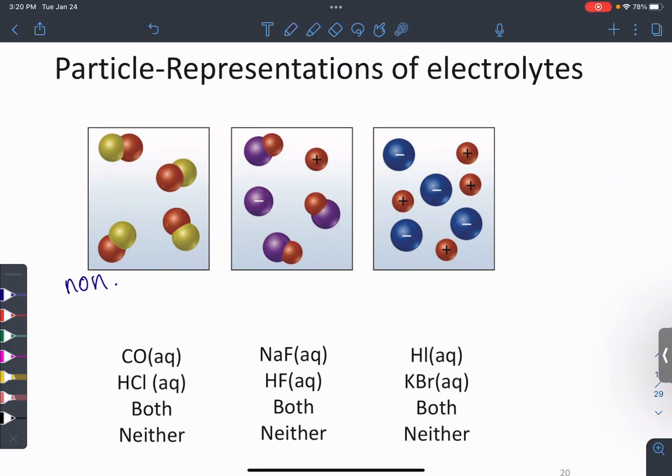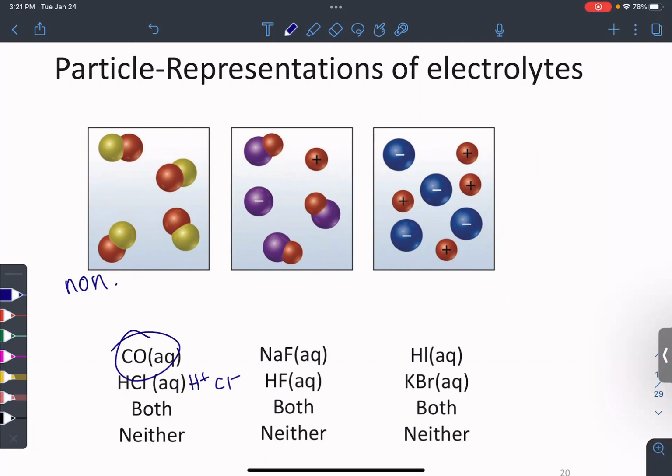So of these compounds, which ones will adopt this picture? There's only one molecular compound written there, and it's CO. HCl is what kind of electrolyte? It's actually a strong acid. So therefore it's a strong electrolyte. So it will not look like this. Yeah, there's two atoms there, but when dissolved in water, you will actually see H plus and Cl minus all in the water. They're not all stuck together like that.